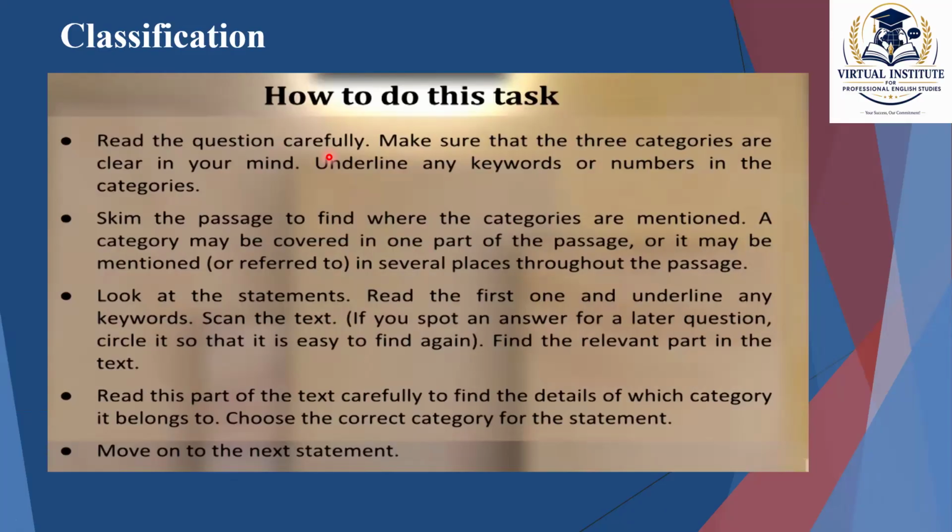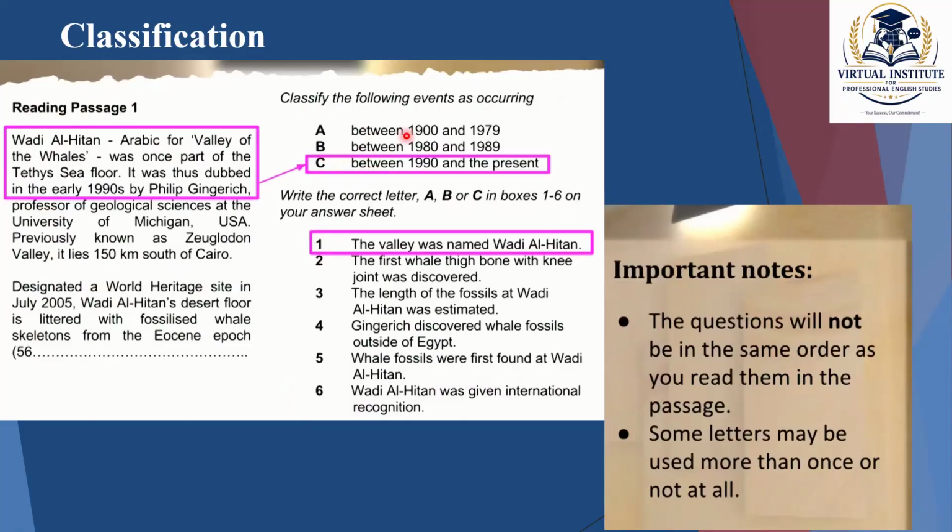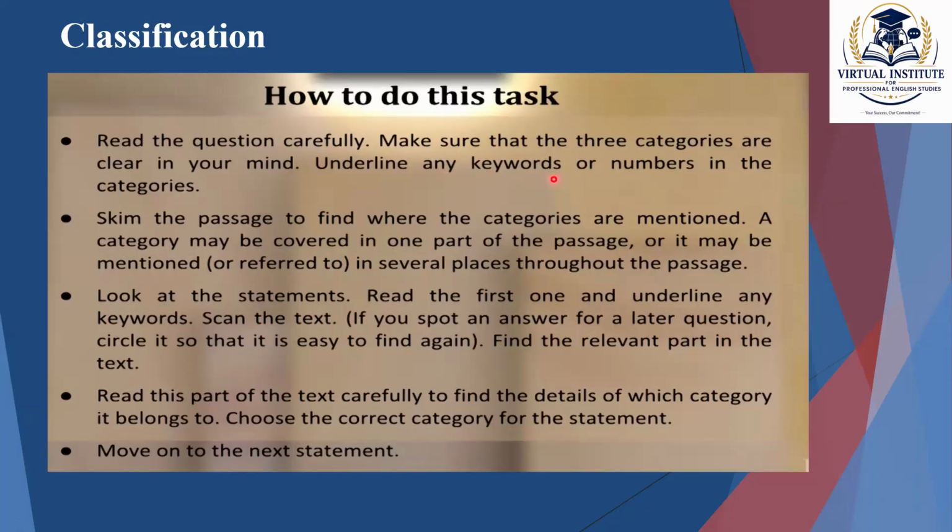You need to read the question carefully. Make sure that the 3 categories are clear in your mind. What does it mean? You must have a clear idea of what you are looking for. So you have 3 time periods: 1900s to 1979, then 1980 to 1989, and then 1990 to the present. These 3 time periods must be in your mind. Underline any keywords or numbers in the categories if needed, so you can also underline them for your own ease and understanding. Then skim the passage to find where the categories are mentioned.